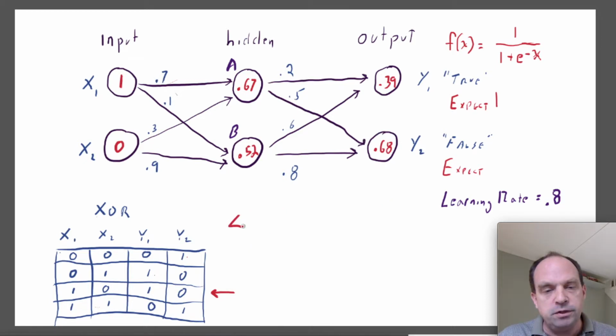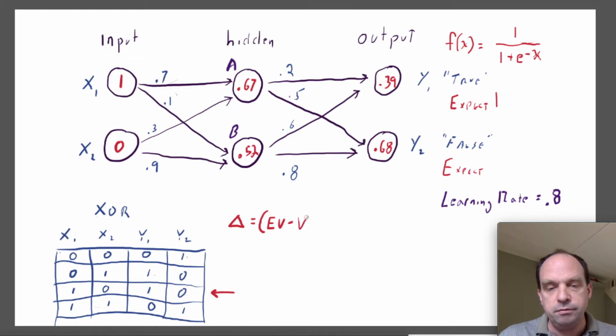The delta function will tell us how much we need to move the weights by, and the function is expected value minus value times the sigmoid derivative, which we simplified to value times 1 minus value. Now this is the delta function for an output node. An output node is right next to the expected value. It knows what it wanted to get. It knows what it got. The hidden nodes are going to have a different function because they're farther away from the expected value.